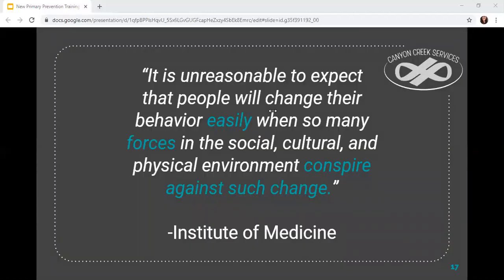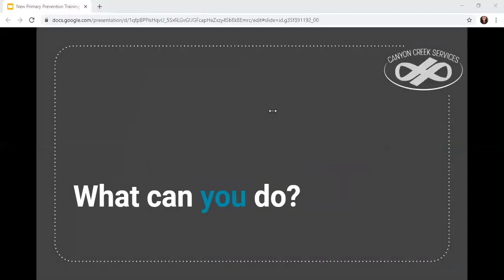This quote from the Institute of Medicine really captures the magnitude of social norms and how they can impact whether or not violence or other public health crises happen. "It is unreasonable to expect that people will change their behavior easily when so many forces in the social, cultural, and physical environment conspire against such change." However, prevention is possible. So, what can you do?